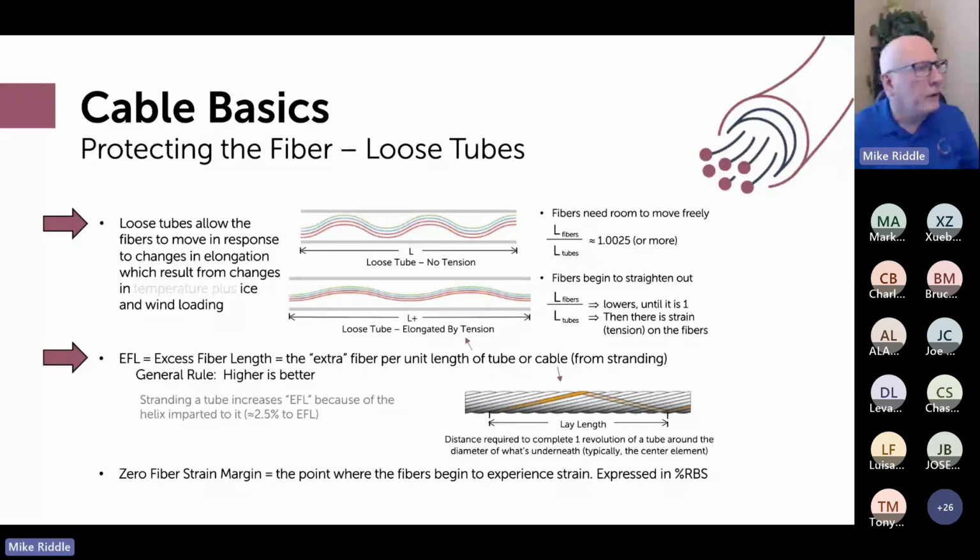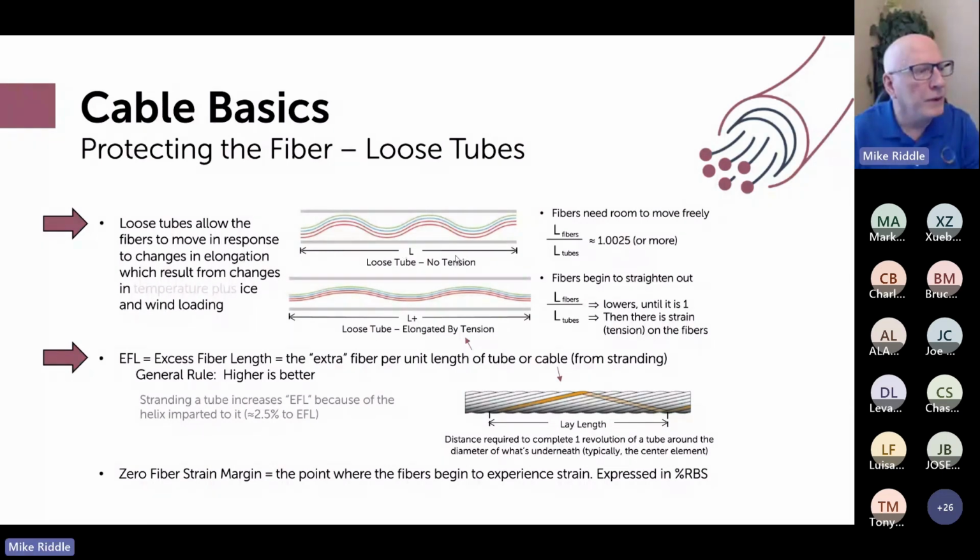Why does it protect them? Well, because it allows the fibers to move in response to changes in elongation of the cable or the tubes themselves. The basic concept of how this works is that you lay the fibers in the tube in a sinusoidal shape. And so over a unit length of tube, you have slightly more fibers than you have tube length. Typically, you're going to see around 0.25%. Could be a little more, could be a little less. It shouldn't be much less, though.